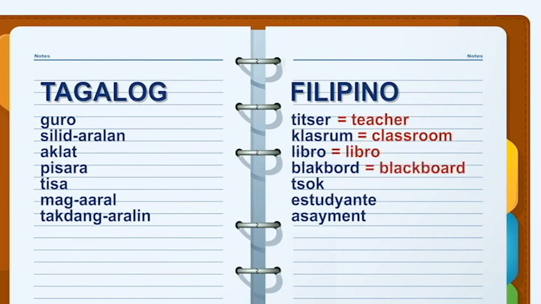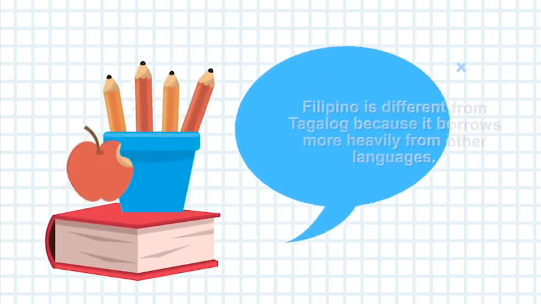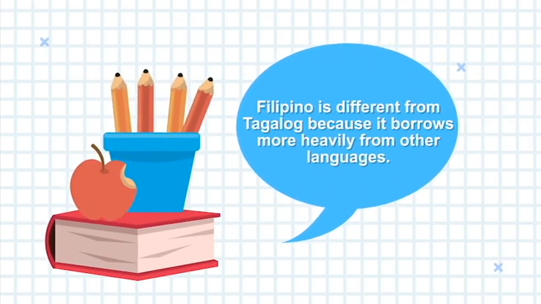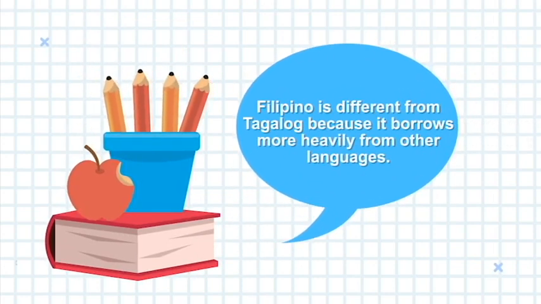Blackboard is derived from the English word blackboard. Chalk is derived from the English word chalk. Estudiante is derived from the Spanish word estudiante. And assignment is derived from the English word assignment. So you can see that Filipino is different from Tagalog because it borrows more heavily from other languages.